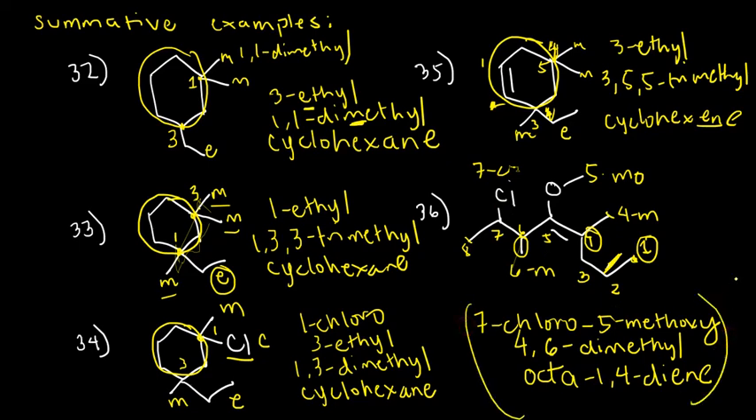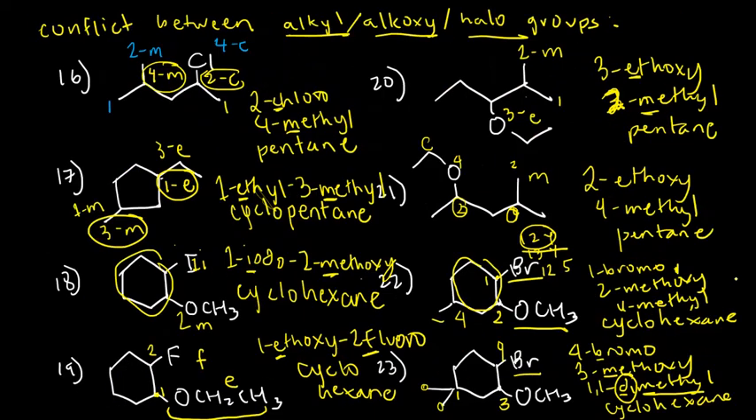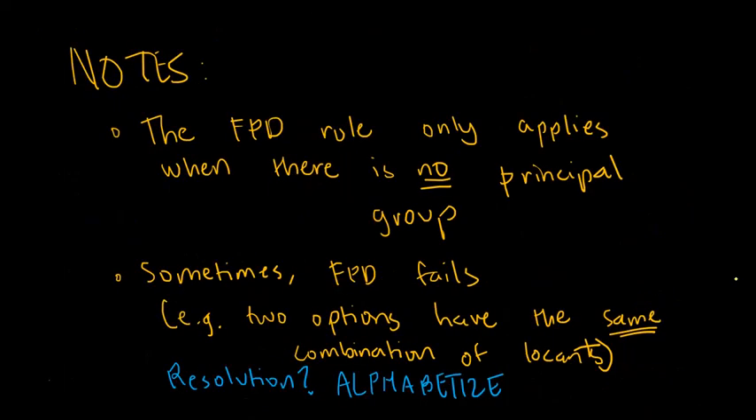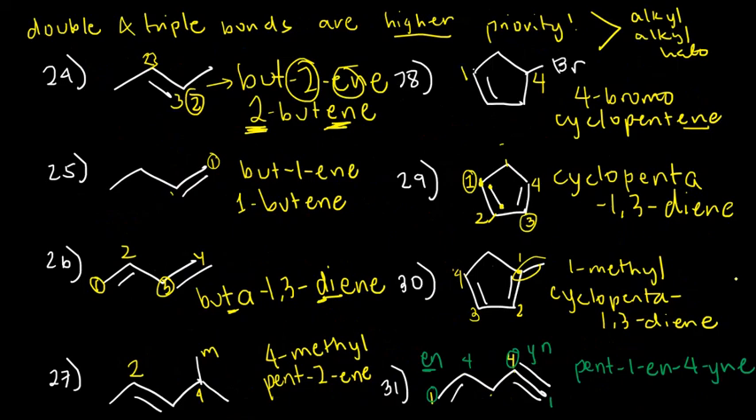So I hope that I've explained the first point of difference, alphabetization, principal groups for our hydrocarbons with these examples, and we will go to part 2 and 3 in the next recordings.